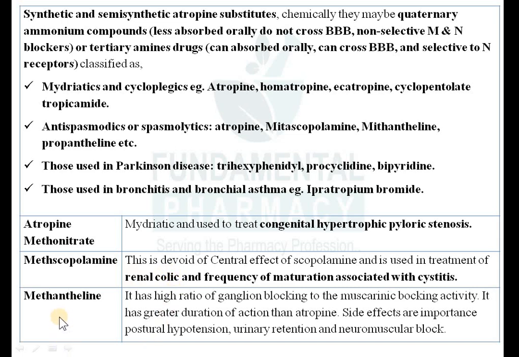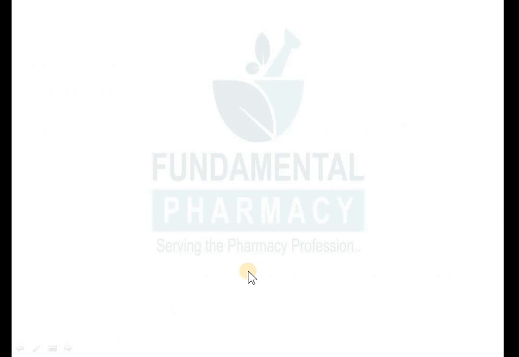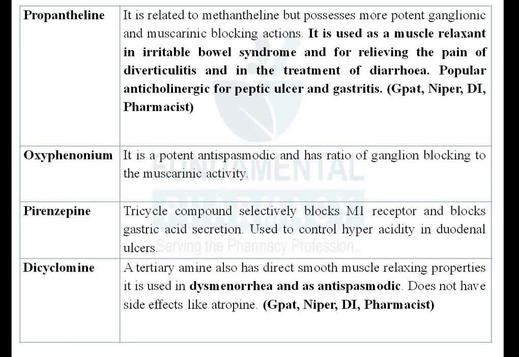Then methantheline. It has a high ratio of ganglionic blocking to muscarinic blocking activity. Okay, it is mostly used as a ganglionic blocker, methantheline. Nothing else important here. Next is propantheline. It is related to methantheline, but it possesses more potent ganglionic blocking and muscarinic blocking action. So mostly it is used as a ganglionic blocker.